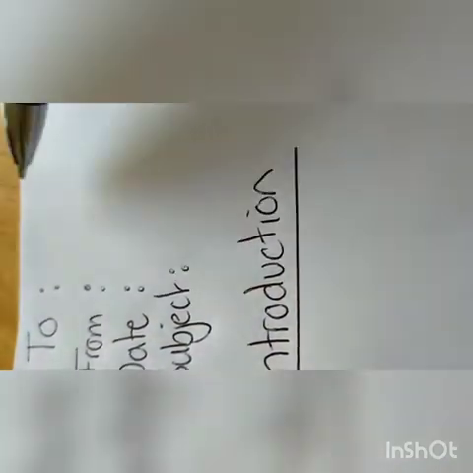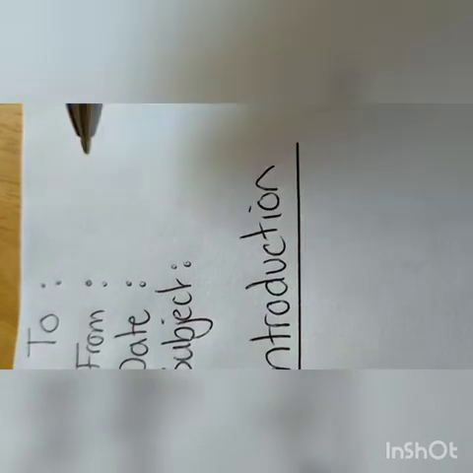Now let's look at the structure. Okay. So we're going to start an assessment report by to, the person you're writing to, from, yourself, full name, the date, and the subject. This is the title. Your first title can always be introduction. Let's have a look at what we put in there.